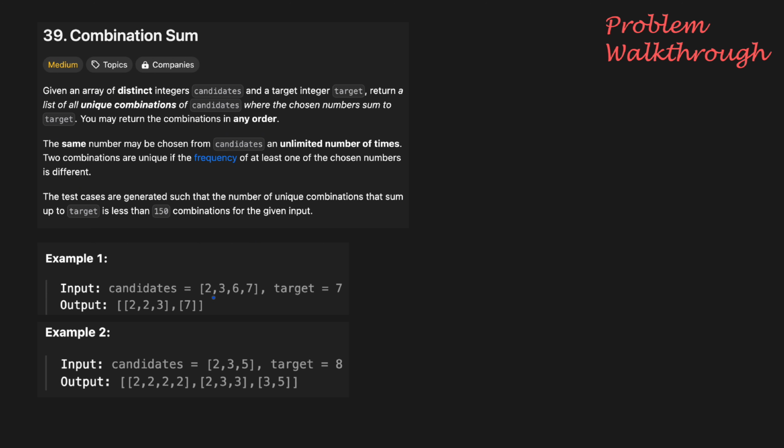Then in example 1, for the given candidates array and target equal to 7, we have two combinations possible, which are 2, 2, 3 and 7, which sum up to target. Note that 2 is used multiple times, and combinations like 2, 3, 2 or 3, 2, 2 are valid combinations, but they are duplicates of 2, 2, 3, because two combinations are unique if the frequency of at least one of the chosen numbers from candidates is different. Similarly, in example 2, for the given candidates and target equal to 8, the output will be the following, because all of these combinations are unique and sum up to 8.